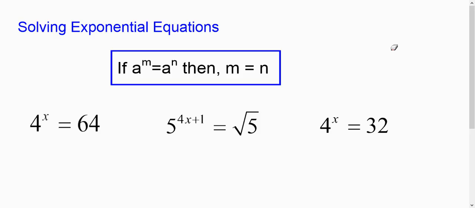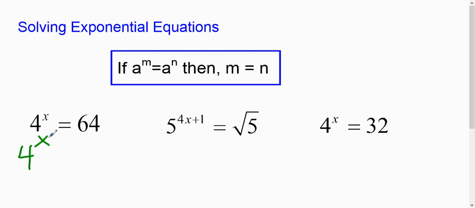If a to the m equals a to the n, then m equals n. Just means if you have things with the same base on both sides, bases don't really matter. The exponents have to be the same. So let's take this first example, 4 to the x. And we want it to be 4 to the x equals 4 to some power. So that way the bases are the same, so we can figure out what x equals.